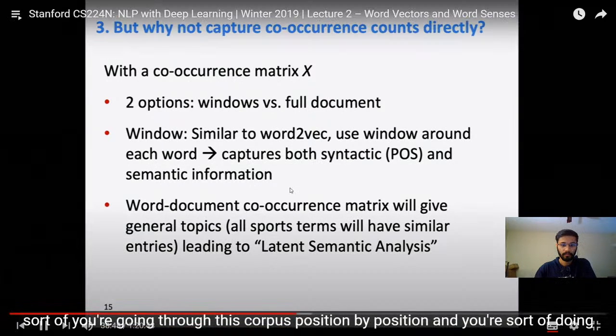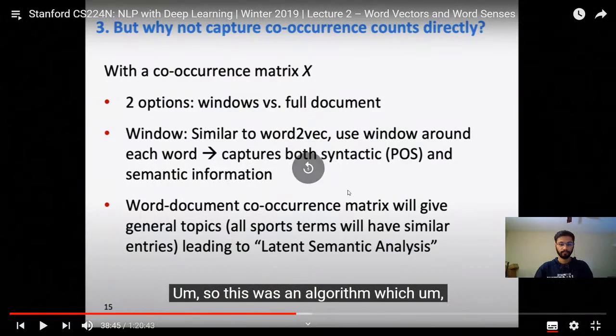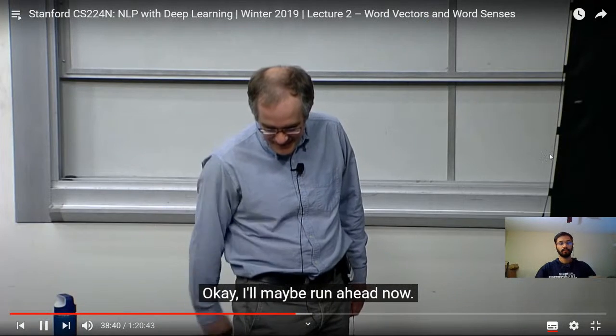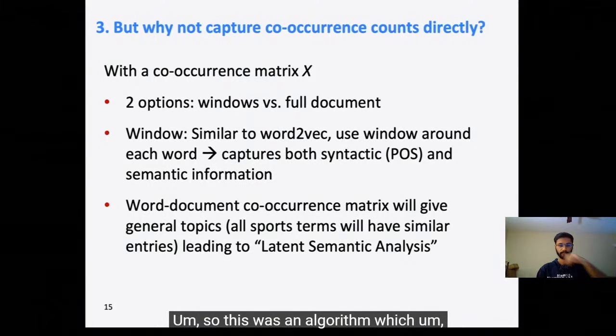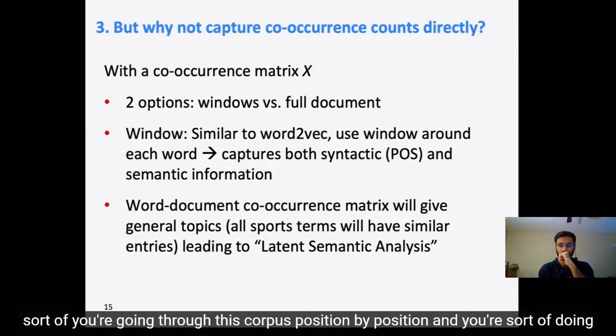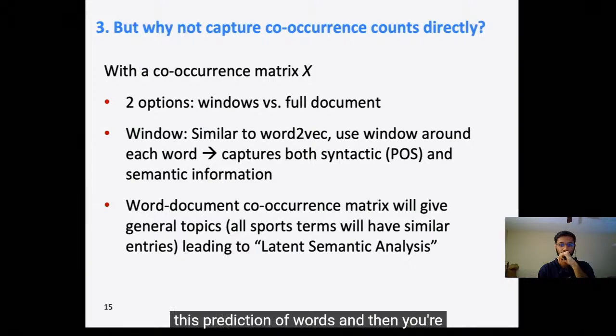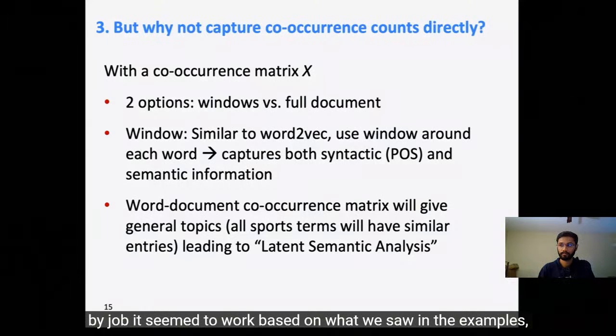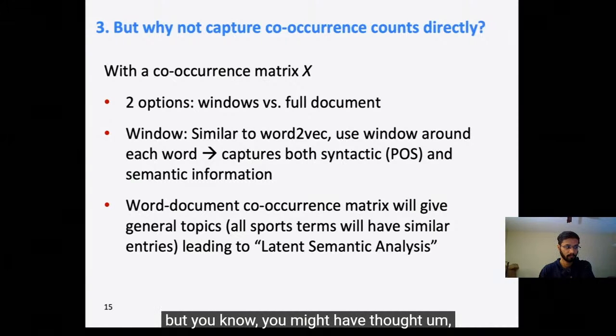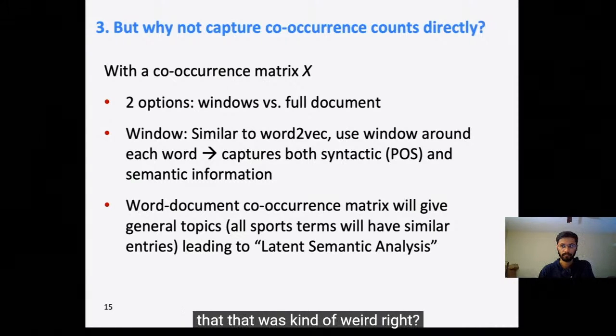So this was an algorithm where you're going through this corpus position by position, doing this prediction of words, and then you're updating some parameters and you're learning something. And, by Jove, it seemed to work based on what we saw in the examples. But you might have thought that was kind of weird, right?